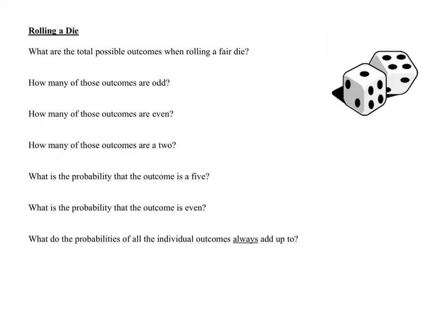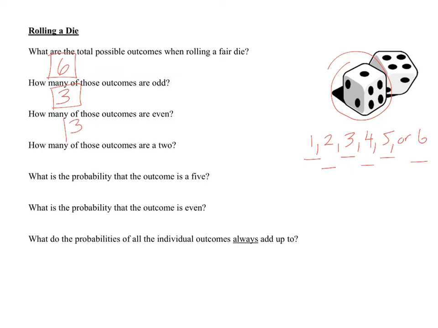All right, rolling a die. What are the total possible outcomes when rolling a fair die? Well, when rolling a die, you could get a 1, a 2, a 3, a 4, a 5, or 6. We're just talking about 1 die. How many of those outcomes are odd? Well, 1, 3, and 5. There's 3 outcomes that are odd. How many of those outcomes are even? 2, 4, 6. 3 of those outcomes are even.